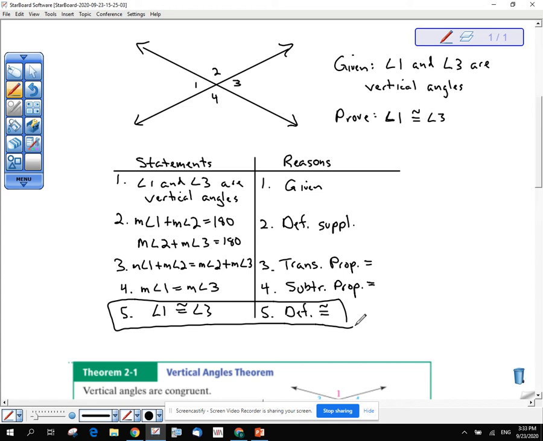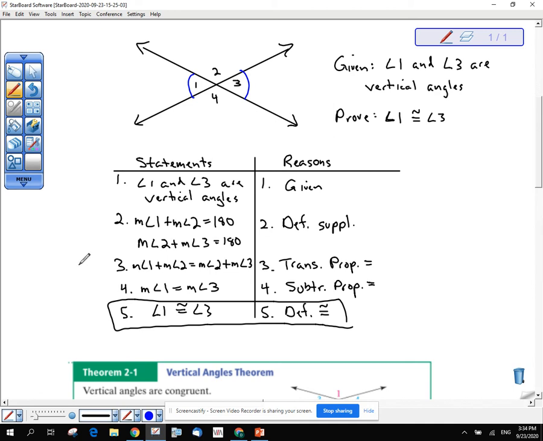Now, here's the thing. We're moving on now. We're almost done already. Now that we've proven that vertical angles are congruent, and by the way, you can mark that on your diagram too, so now I've proven that angle 1 is congruent to angle 3. And they weren't any specific angles. This isn't just an anecdotal proof. This is proof now for all vertical angles.